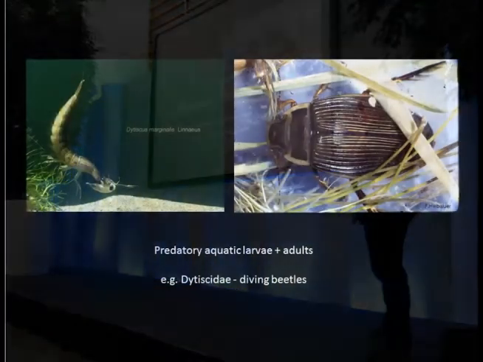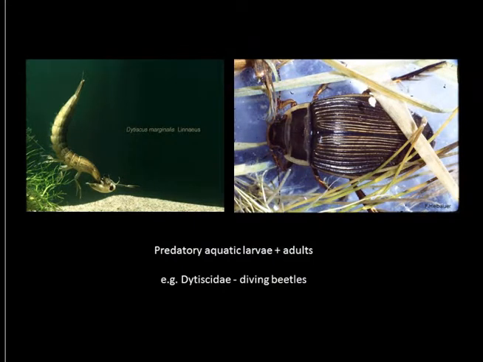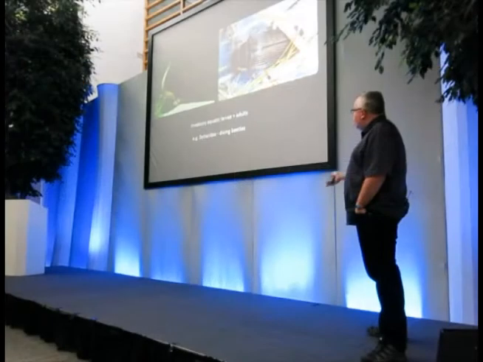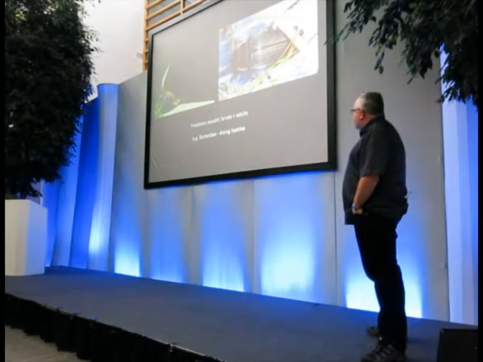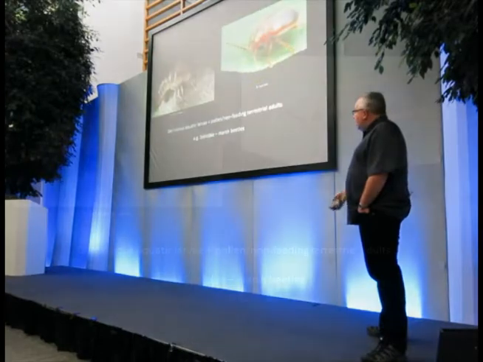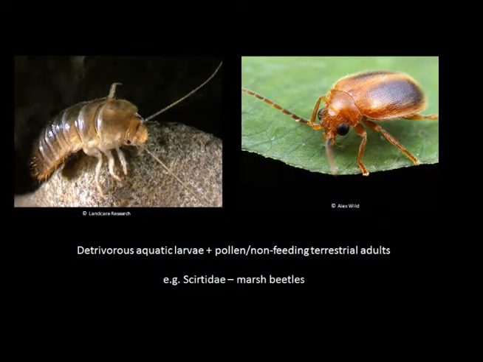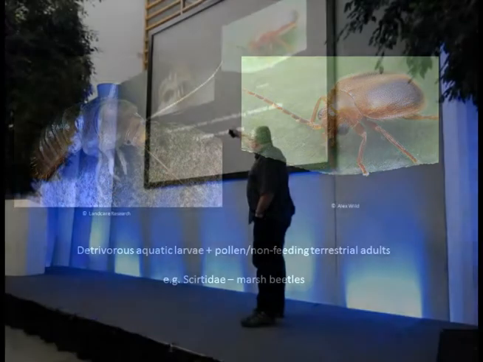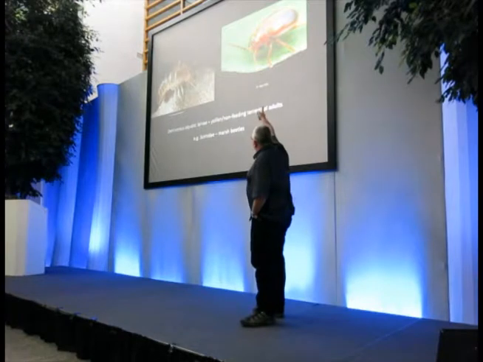So if we think about different life cycles, different life histories and different trophic ecologies in different families of water beetles, I just want to contrast 2 examples. Here we've got things like the Dytiscids, which are predatory as both adults and larvae, and are aquatic as both adults and larvae. In other families, we have very different ways of life, very different approaches ecologically, such as these things, the scirtids or the marsh beetles. There's an aquatic larva of a scirtid and a terrestrial adult.